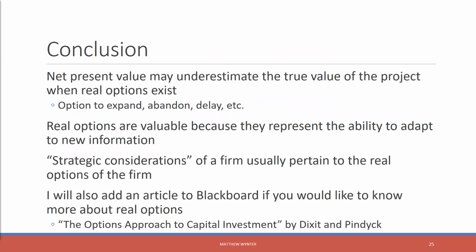Okay, so hopefully we understand how net present value may underestimate the true value of a project when a real option exists. We looked at the option to expand, the option to abandon, and the option to delay. Real options are valuable because they present the ability to adapt to new information. Strategic considerations of firms is usually a real life corollary, a one-for-one of this real option example. I'm going to add on Blackboard an article that talks more about these real options. If this is something that you're interested in, feel free to read. It's not going to be required.